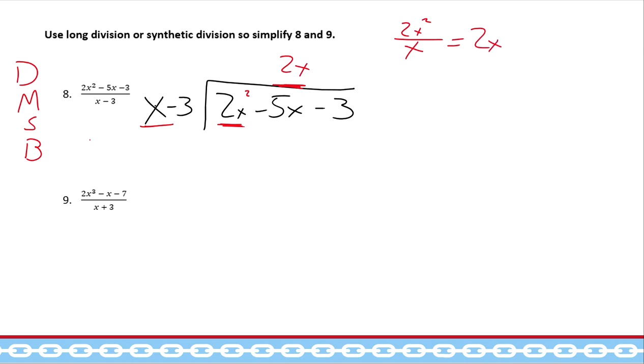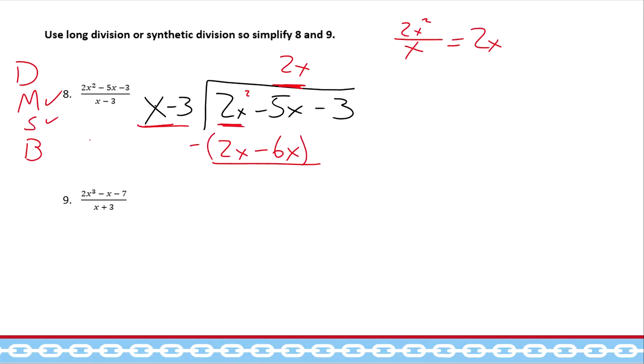I then come through and I multiply. I'm in this multiply step now. I multiply both terms in my divisor by 2x. So 2x times x is 2x squared, and 2x times negative 3 is negative 6. So I'm ready to move into the subtraction step now. Right? So I'm going to subtract here.